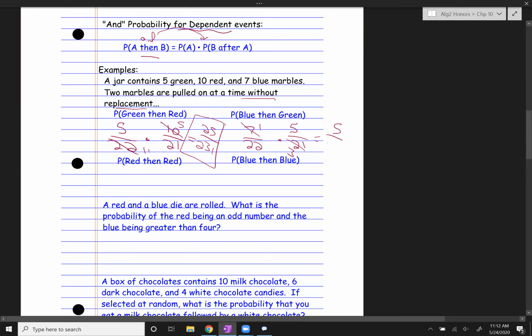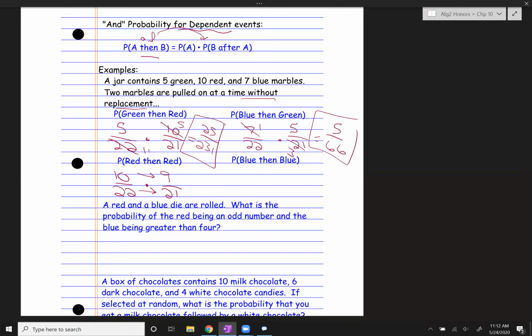So 5 over 66. A red and then a red. Okay, so 22 and then 21. How many red were there? Here it is, 10. Now here's where you have to remember we've reduced the denominator because we pulled a marble. That marble happened to be red, so I also have to reduce the numerator anytime we double up on the same marble color or card or whatever we're pulling for any of those things.